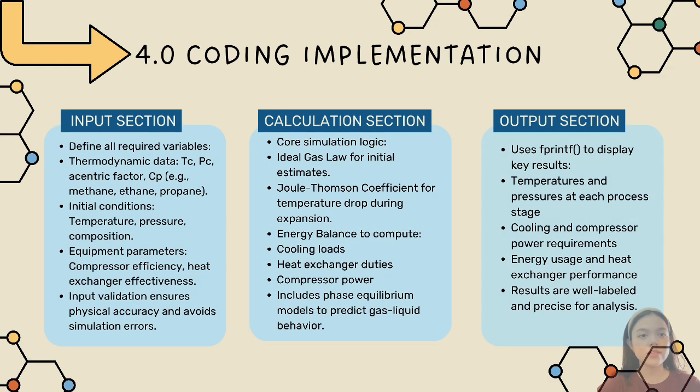Our coding implementation is structured into several sections to ensure clarity, flexibility, and reliable results. We begin with the input section where we define all the required variables. These include the thermodynamic data like critical temperature, critical pressure, eccentric factor, and heat capacity for gases such as methane, ethane, and propane. We also set the initial conditions for the temperature, pressure, and compositions, as well as the equipment parameters like compressor efficiency and heat exchanger effectiveness. Input validation is applied to ensure physical accuracy and prevent simulation errors.